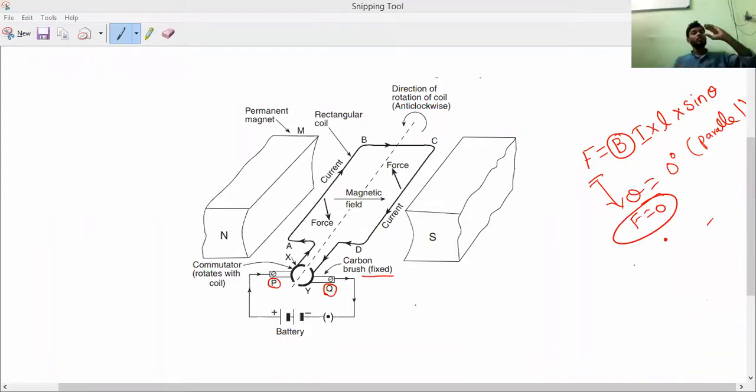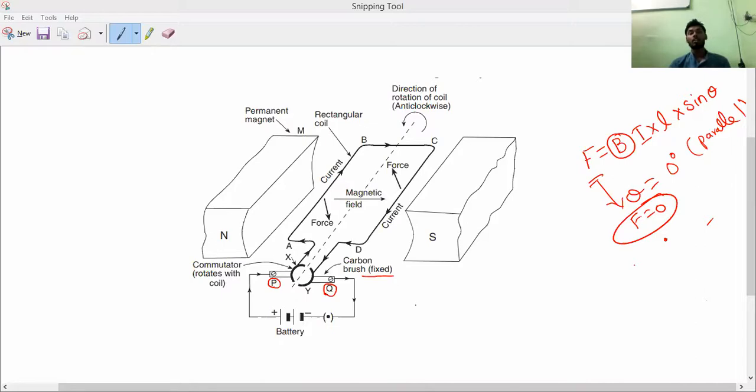Okay, suppose this is the P carbon brush. So one time X will touch, next time Y will touch. After that again X will touch, again Y will touch, because it is rotating. So only one ring at a time will touch the carbon brush when it is rotating. So that is what you have to remember.